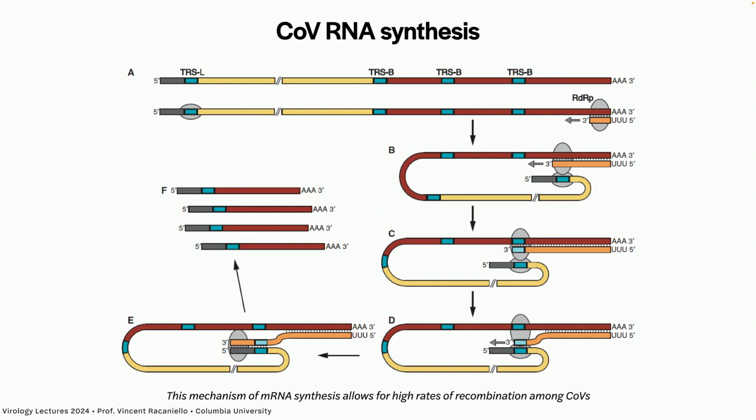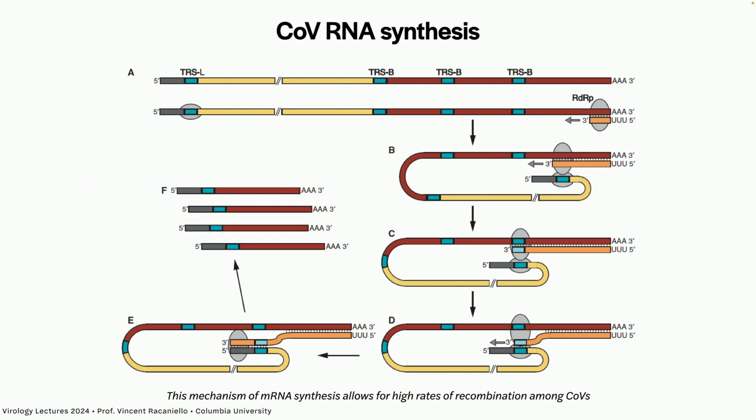And it does so by copying and stopping, going a little further and a little further. And that's how you get that nested set of mRNAs. And these are all negative strands initially, and then they're copied to make the plus-stranded RNAs. Now, what's unusual here is that there is a leader sequence, which is shown here in gray and blue, which is added to each one of these mRNAs.